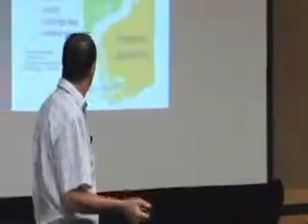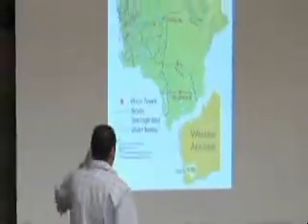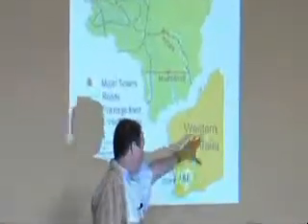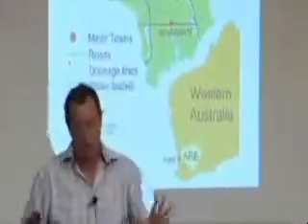Let me give you the context. So the game is set in the state called Western Australia. So to give you a lesson in geography very quickly, Western Australia is a third of the continent of Australia, so it's the western third.